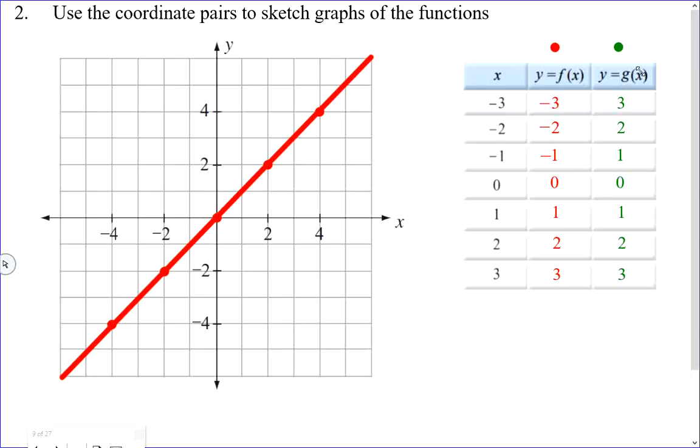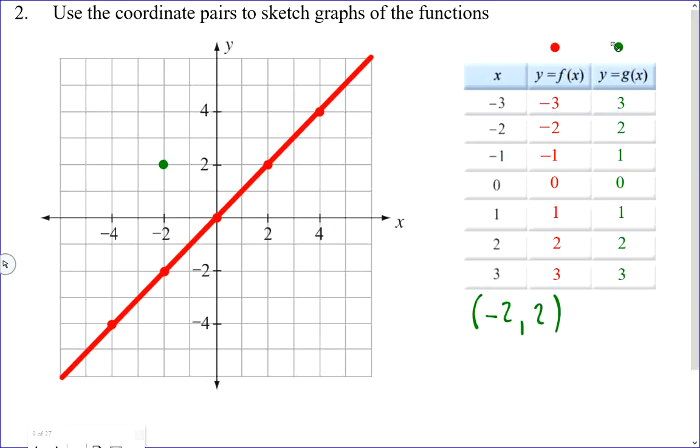Now, what about plotting these other points? Well, let's start with this one. Where that green dot is on the right side of the table, that represents the point (-2, 2). Right? So if I plot that point (-2, 2), it's here.